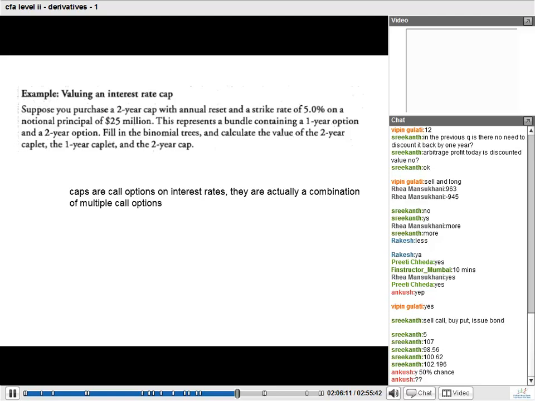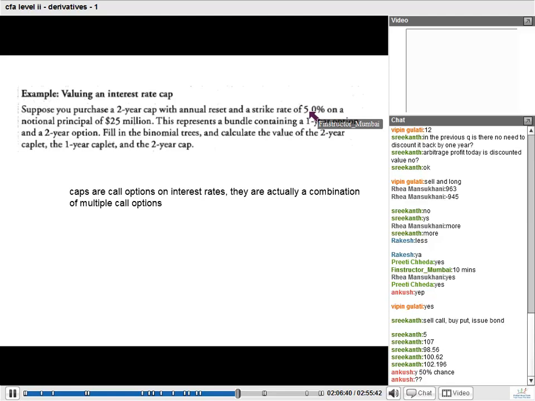Suppose you purchase a 2-year cap with annual reset and a strike rate of 5% on a notional principal of $25 million. So it's a 2-year cap with a strike rate of 5%. What it means is, it's a call option with a strike of 5% and annual reset. So every year we will see the interest rates.